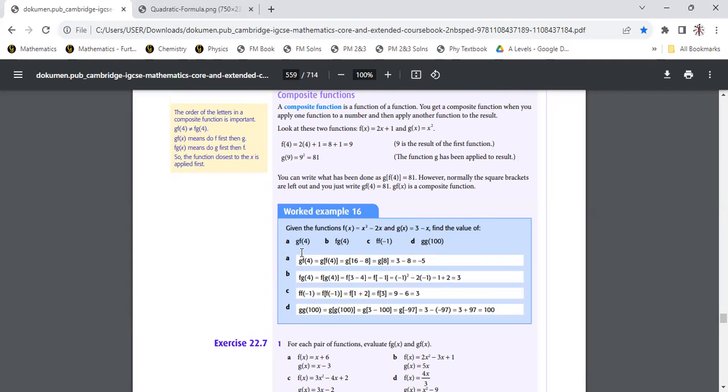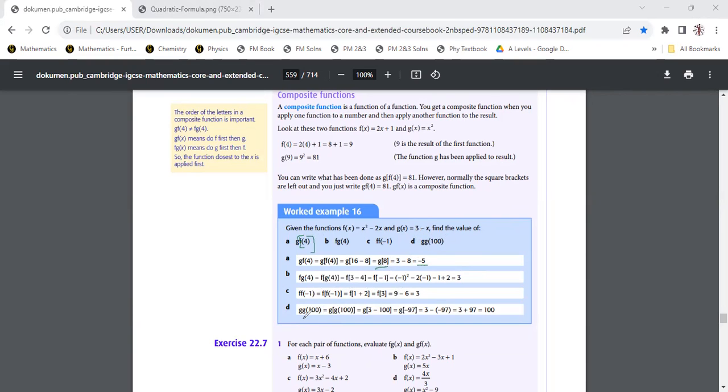f of 4 will be 4 squared minus 2 times 4, right? Which will be 8. So always treat this as your separate bracket first. So it's equal to g of 8, which is equal to negative 5. Same thing for stuff like f of negative 1, g of 100.